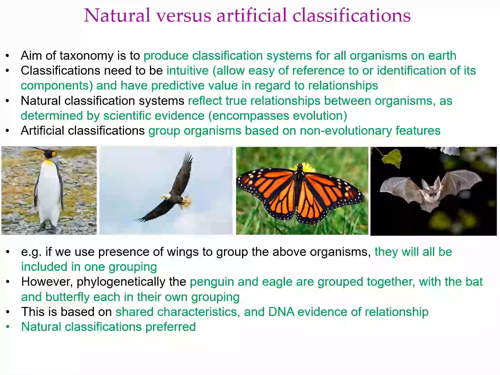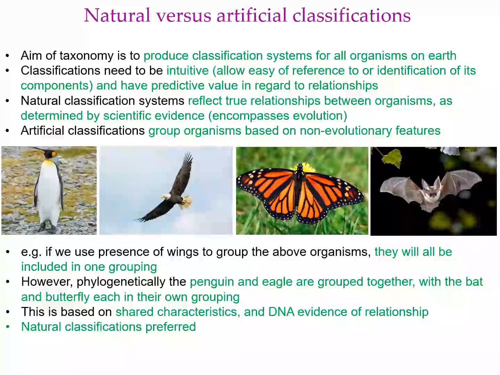And that speaks then to natural versus artificial classification systems. A natural classification system is a reflection of true relationships between organisms, as is determined by scientific evidence. In the modern age, this is mostly DNA evidence, but it means it encompasses evolution. Artificial classification systems, however, group organisms based on non-evolutionary features or arbitrary features.